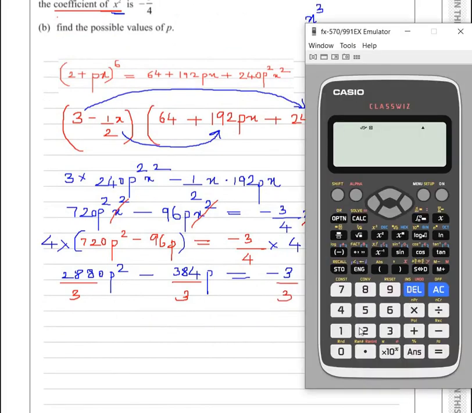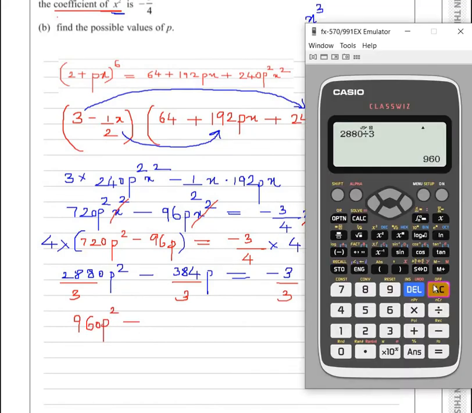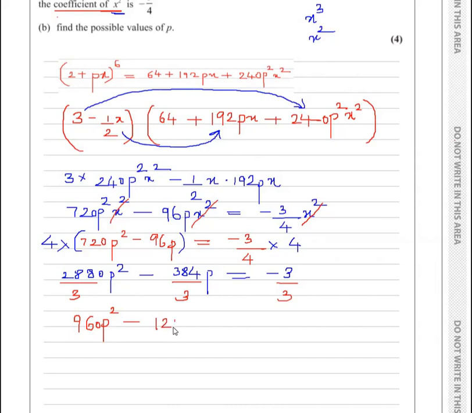Starting with 2880 divided by 3 gives you 960. This is divisible. p square minus 384 divided by 3. So yes, 128 p, and 3 divided by 3 is minus 1. So we can form a quadratic equation after this. 960 p squared minus 128 p plus 1 is equal to 0.